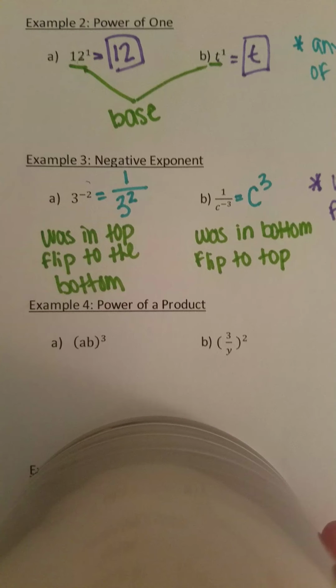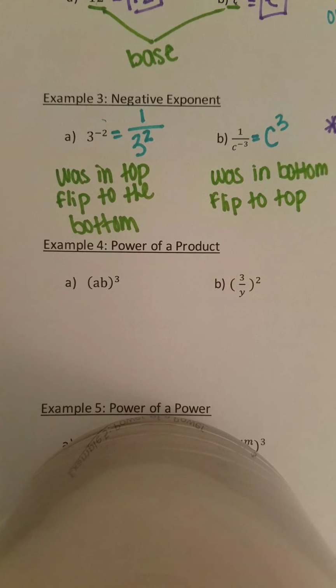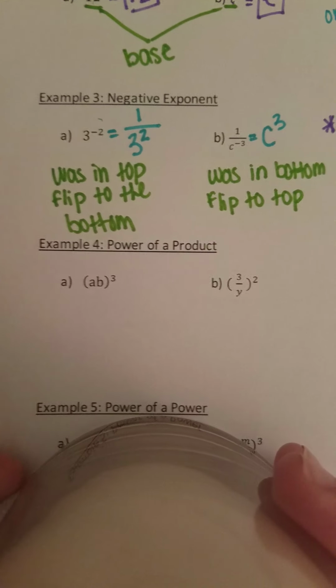All right, now we're going to look at example 4. And so this is power of a product. Now, whenever we have a number outside of parentheses, what's your first instinct to do? What's the first thing you think of? I am hoping it is to distribute.